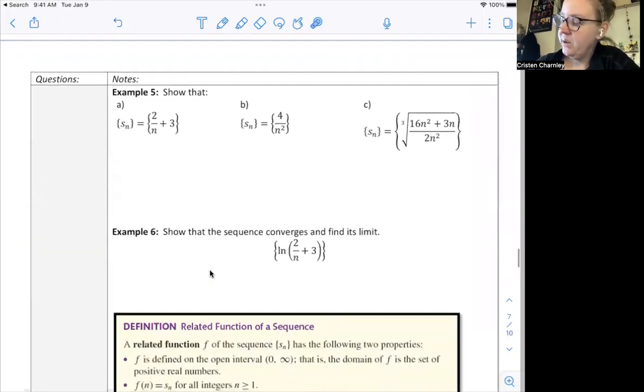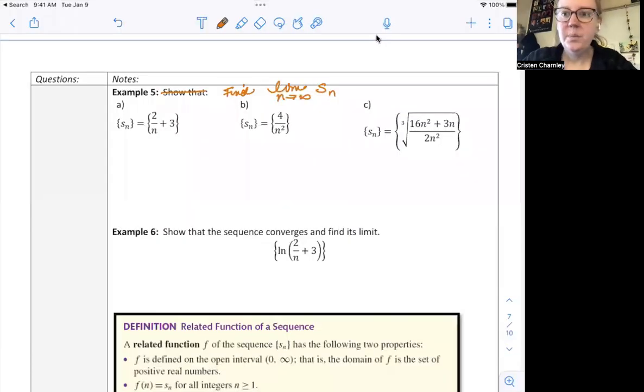All right, we are going to show that S of n equals 2 over n plus 3. I feel like I forgot some instructions here. Hang tight. Whoops, definitely forgot the instructions here. Not show that, but we want to find the limit for each one of these as n approaches infinity.